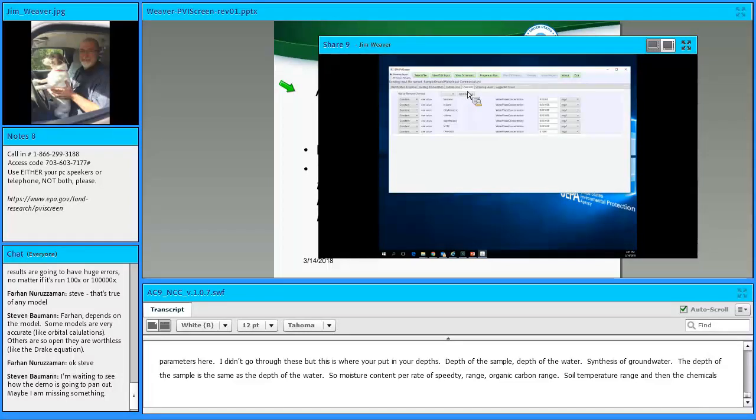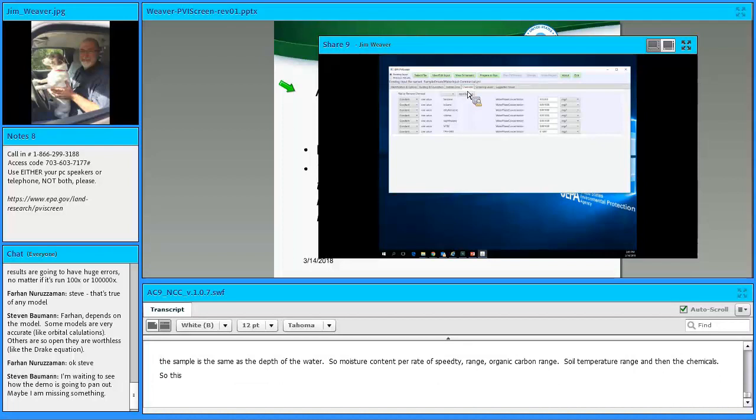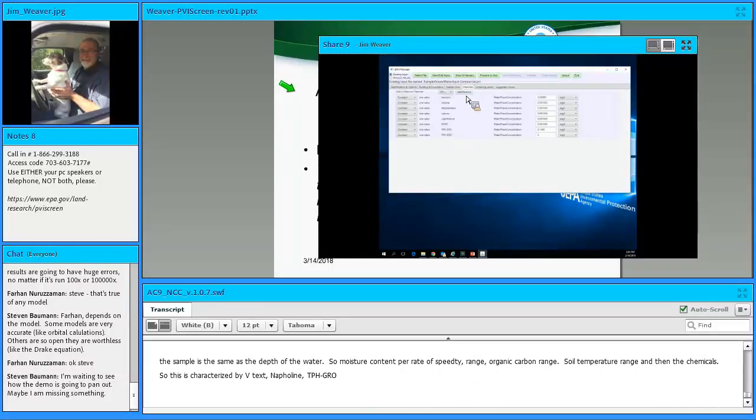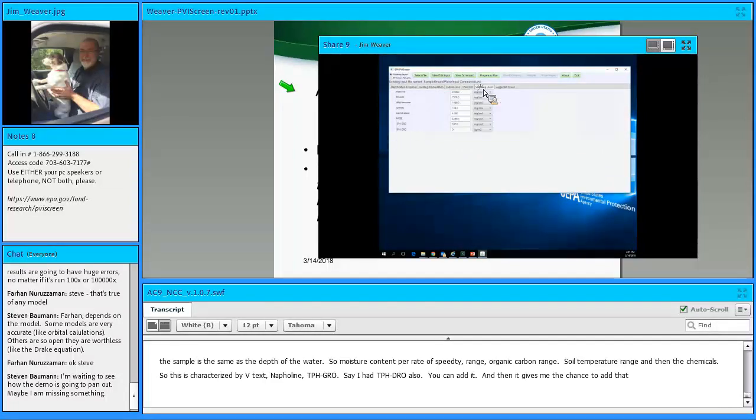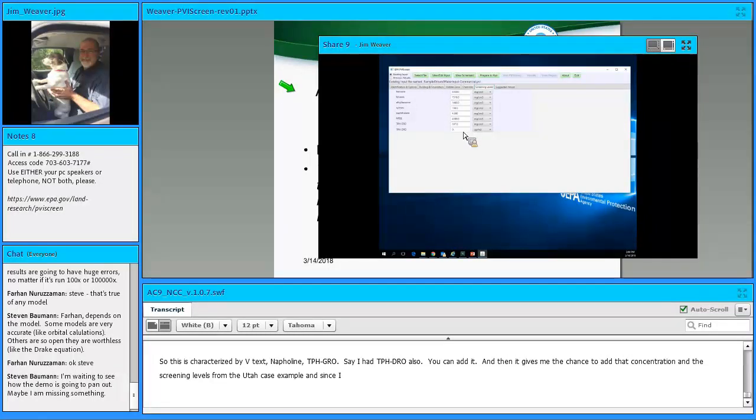So this was characterized by BTEX, naphthalene, MTBE, TPH-GRO. Let's say I had TPH-DRO also, and add it, and then it gives me the chance to add that concentration. I look at screening levels. Here's the screening levels that came from the Utah case example. And since I added a chemical, I just added a slot for a screening level for DRO. Okay, so before I run it, I'm going to take that away.